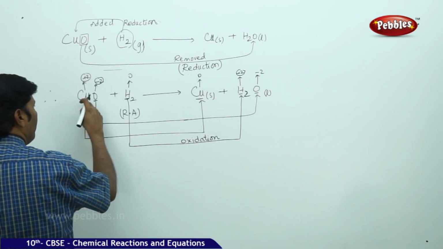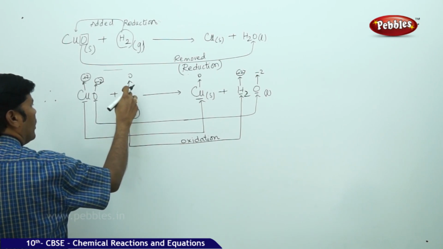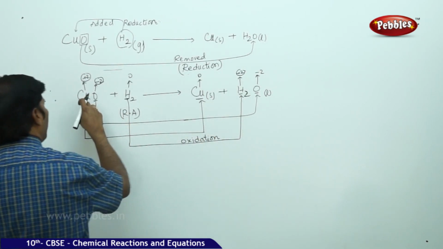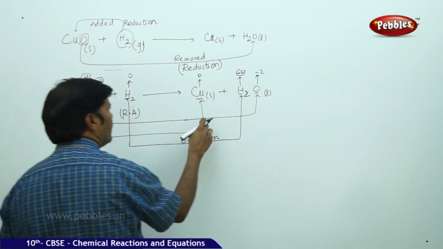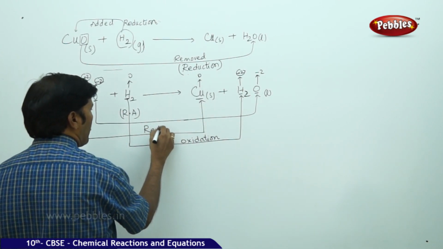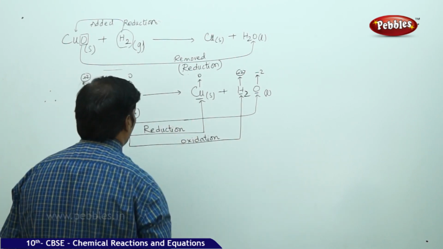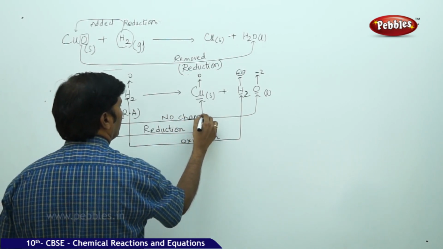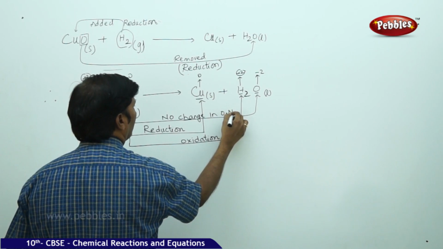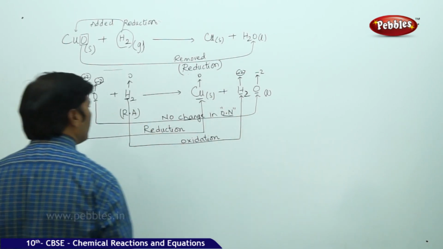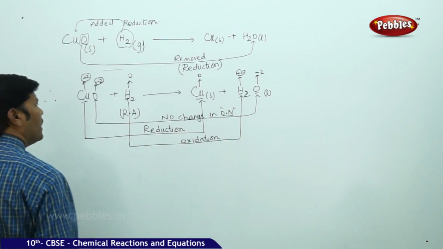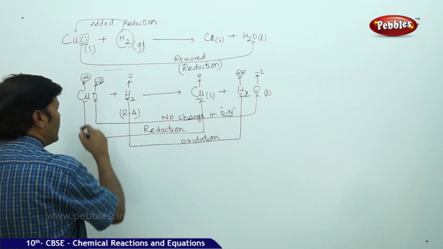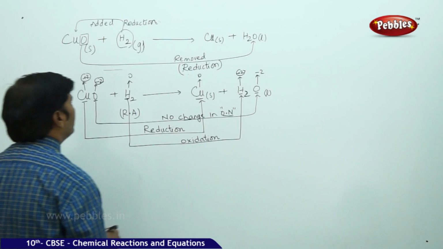0 to +2 is oxidation. The hydrogen molecule's oxidation number goes from 0 to +2, an increase in the oxidation number, so it is oxidation. In cupric oxide, the copper oxidation number is +2, and it is getting decreased to 0, so this is reduction. From oxygen to oxygen, there is no change in oxidation number. So this reaction very clearly explains that in the given equation, both reduction as well as oxidation are taking place parallelly.